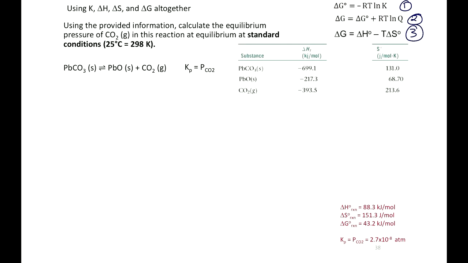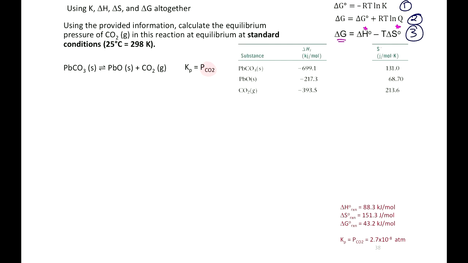Using the provided data, we're still calculating equilibrium pressure of CO2, but I give you delta H and delta S values. So I can't calculate delta G directly, but there's another equation that can allow me to calculate delta G naught. Which equation is that? Equation 1, 2, or 3? Number 3. With these two columns, I'm able to calculate delta H and delta S of the reaction. And now I just need the temperature in order to calculate delta G. What is the temperature?